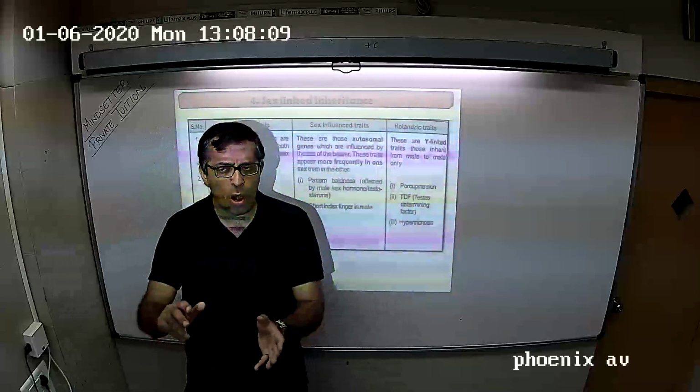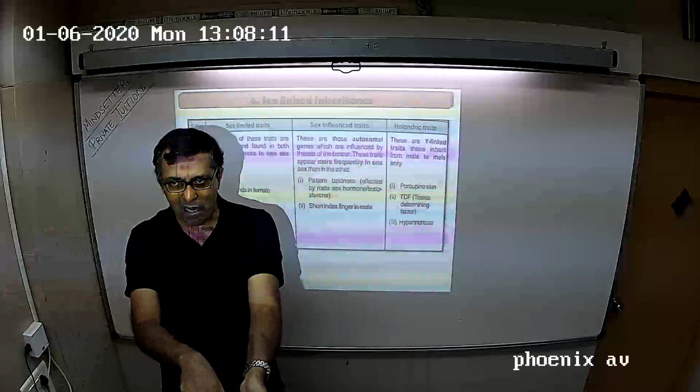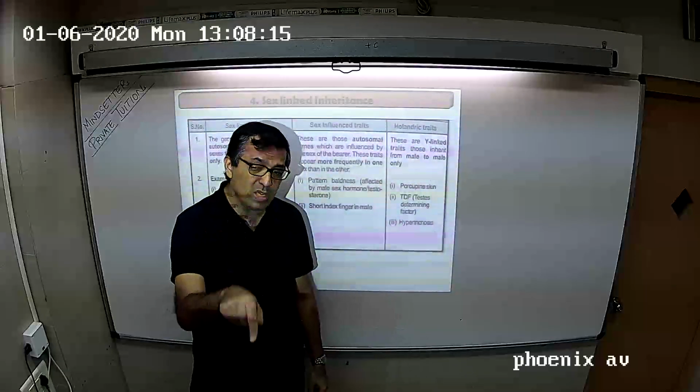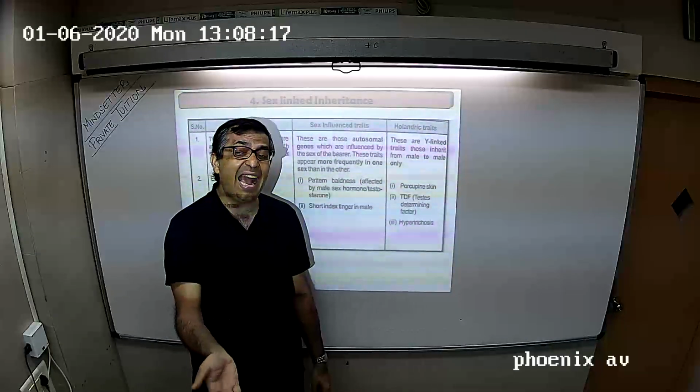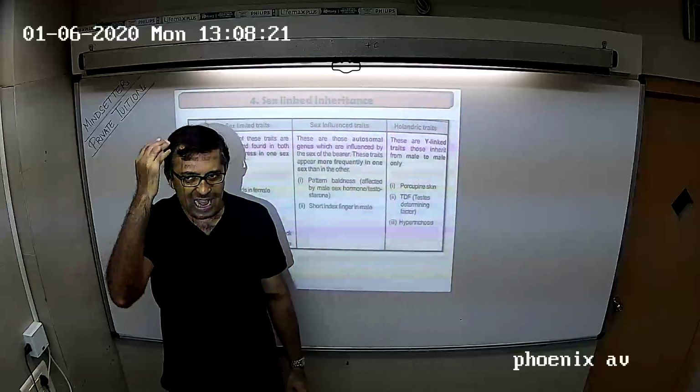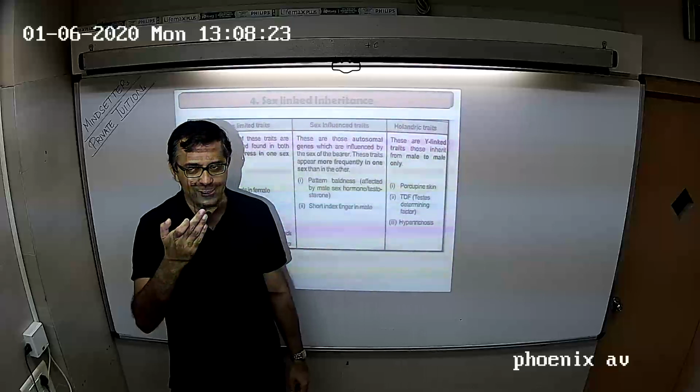Sex-limited traits are found in all males and females. Sex-influenced traits are only in those males who have excessive testosterone, which causes pattern baldness or short index finger.